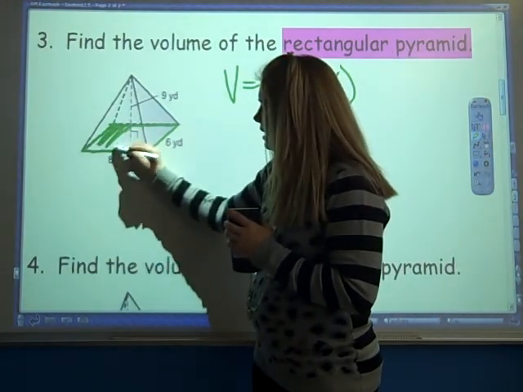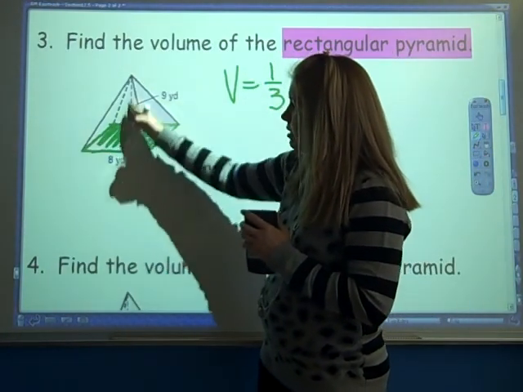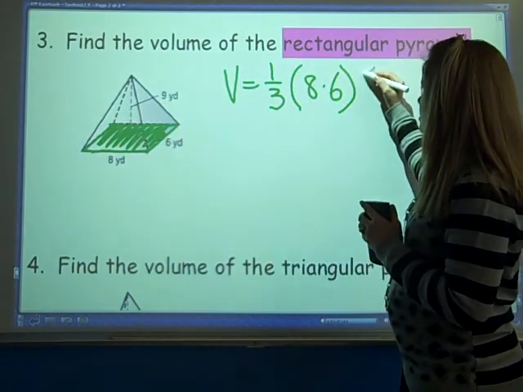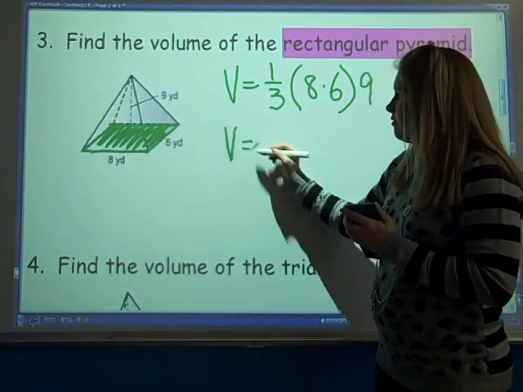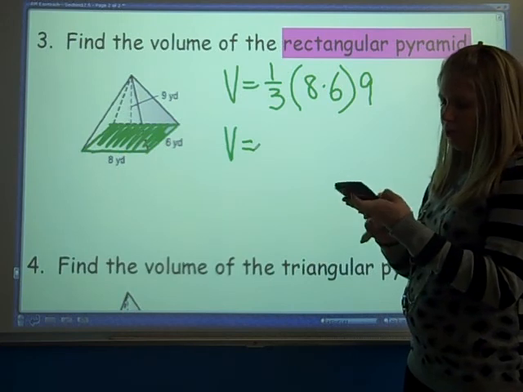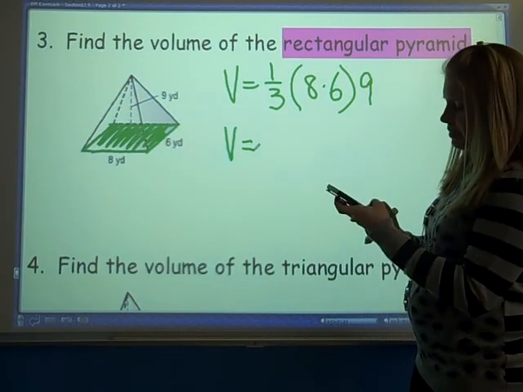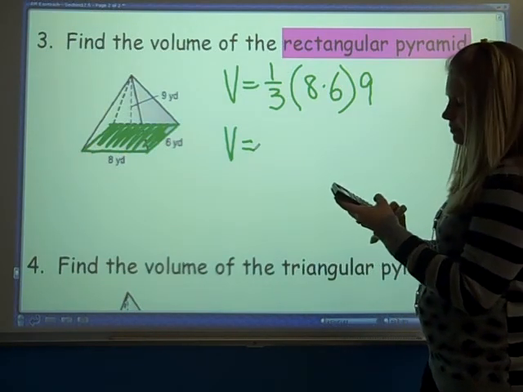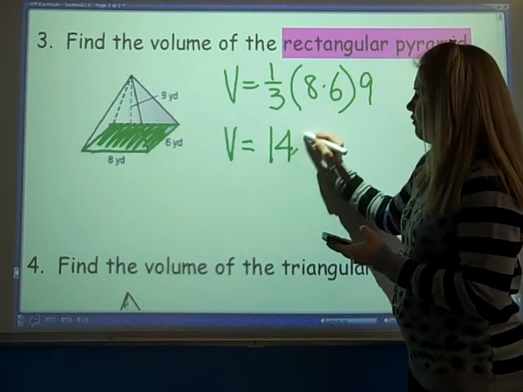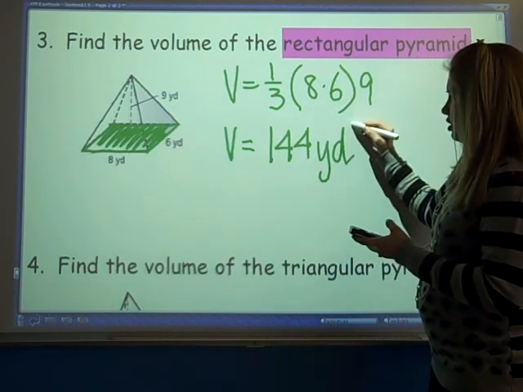Well, this is the rectangle. The height from the base to the point would be this 9 yards, times 9. Volume equals 1/3, 1 over 3, times 8 times 6 times 9. I get 144 yards cubed.